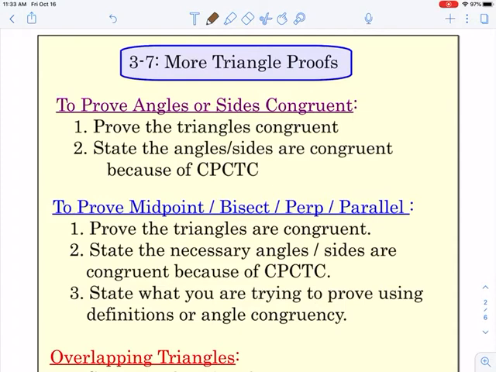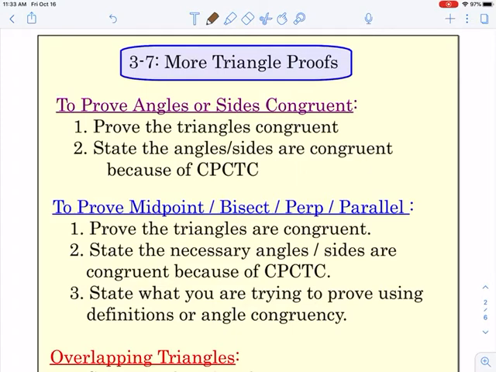In all honesty, this is the last section in chapter 3. So we're going to wrap everything up about triangle proofs today. Then we'll take the test on it. And then when we move on to chapter 4, we're going to take a break from proofs for a little while. So 3.7 is more about triangle proofs.